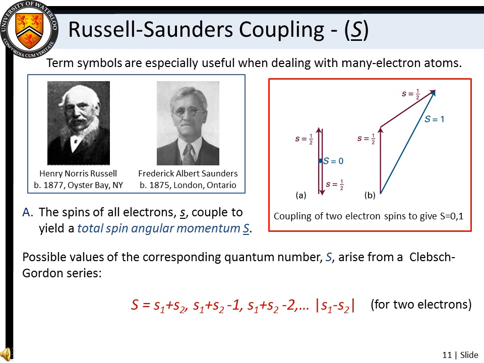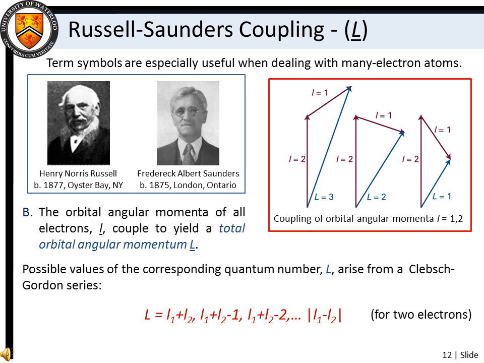Term symbols are especially useful for describing many electron atoms. The most common angular momentum coupling scheme that is used to describe atoms is known as Russell-Saunders or LS coupling. Within the LS coupling scheme, the spins of all electrons couple to yield a total spin angular momentum quantum number, capital S. The possible values of capital S can be determined using a Clebsch-Gordan series, which for 2 electrons yield the integer values between the sum of the 2 electron spins and the absolute value of their difference. Here we see that 2 electron spins can align to yield either capital S equal to 1 or capital S equal to 0.